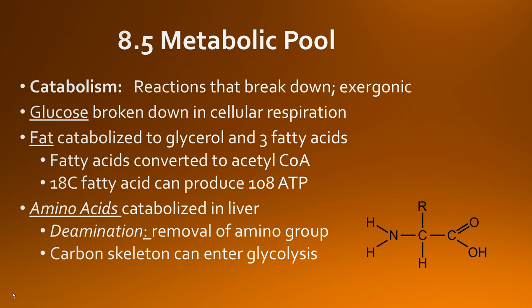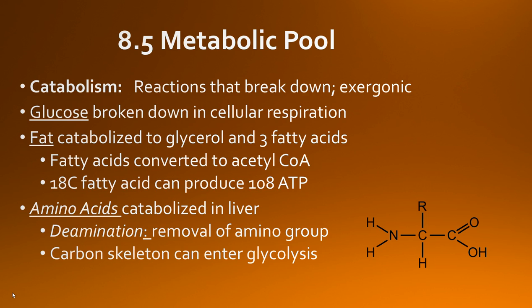We know that glucose is broken down in cellular respiration. When that glucose is all used up, our bodies can take fat and break that down into its glycerol and 3 fatty acids. These fatty acids can be converted to acetyl-CoA, and when that goes through cellular respiration, an 18 carbon fatty acid can produce 108 ATP. So when we are burning fat, we are getting at least 3 times more ATP than when we burn a glucose.